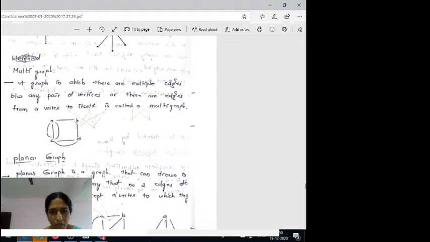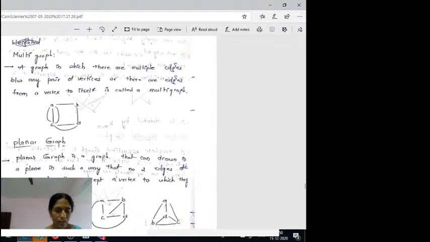And coming to the multigraph: a graph in which there are multiple edges between any pair of vertices, or there are edges from a vertex to itself, is called a multigraph. That means a vertex to itself. Suppose the graph has self loops as well as multiple edges between two vertices, then we can call it a multigraph.